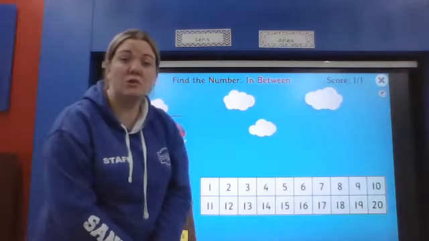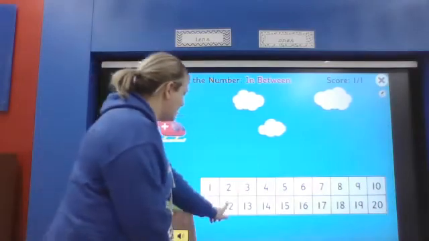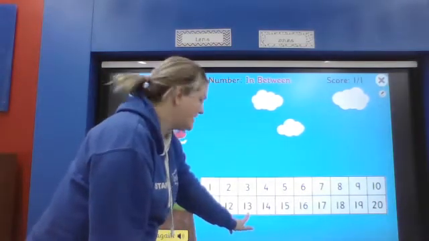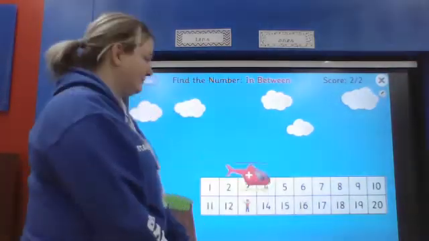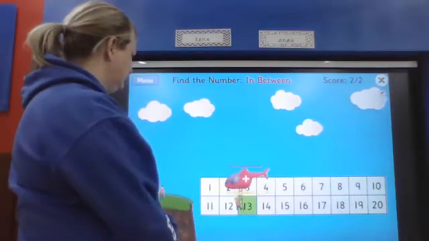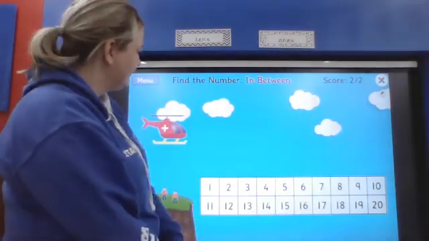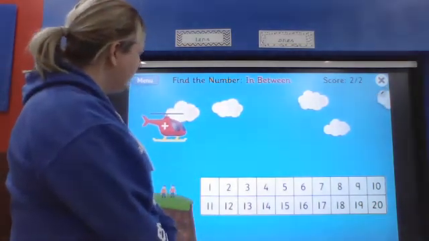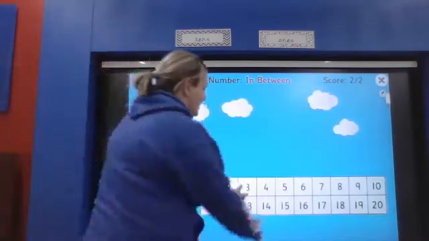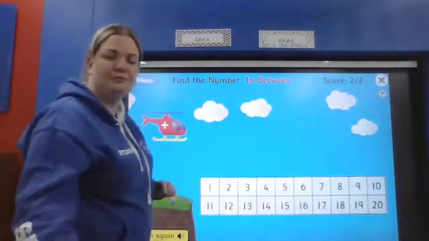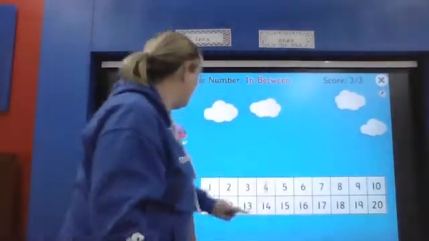Find the number between 12 and 14. So there's 12, there's 14. The number in between is 13. Find the number between 3 and 5. There they are. What's the number in between? Number 4. Oh, come on. He needs rescuing.